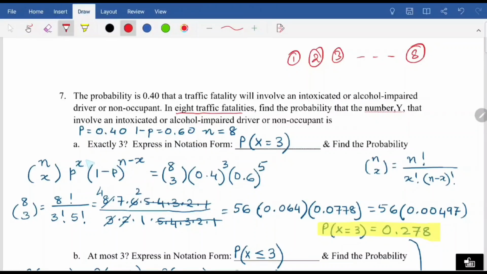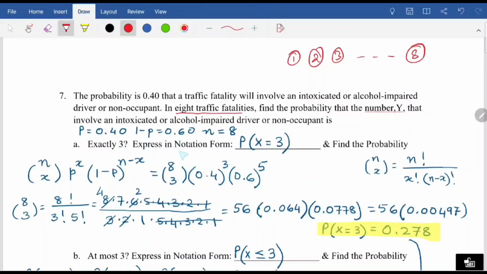Now we just need to know our x. Where do we get the x value from? The x value comes from the different parts of the question. For example, in part A, it says, what is the probability that the number of fatalities that involve an intoxicated driver would be exactly 3? That you would get 3 intoxicated drivers caused the fatal accidents. Okay, so that will represent your X.